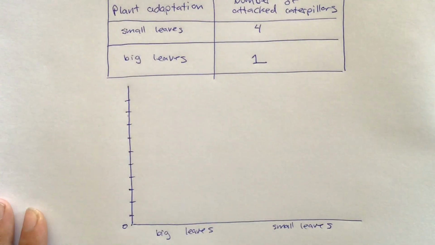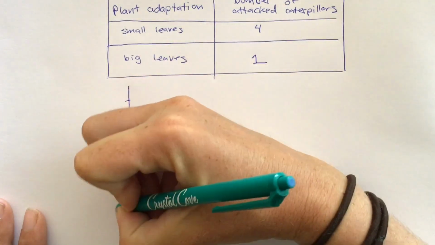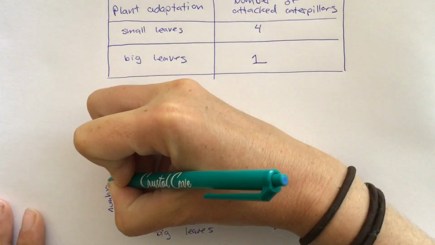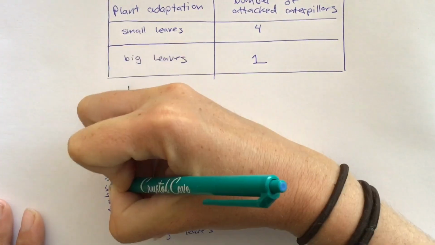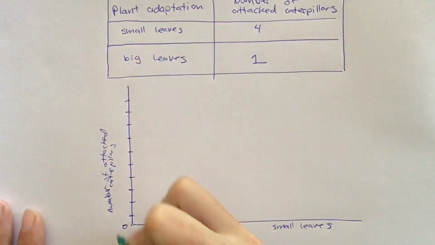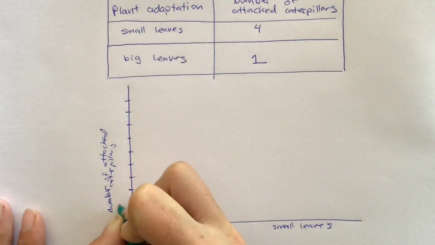I also want to be sure to label my axis so people can see what the numbers mean. So next to that, I will write number of caterpillars attacked. And I'll label these with my numbers too.